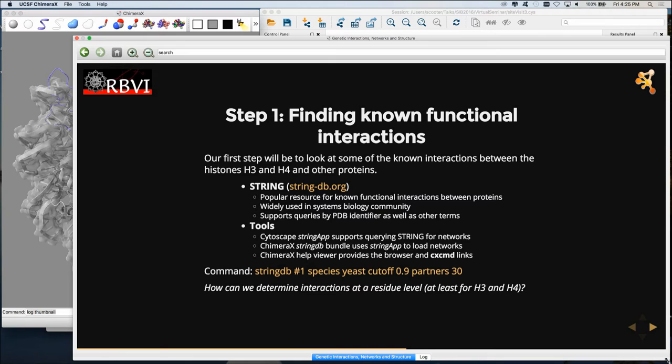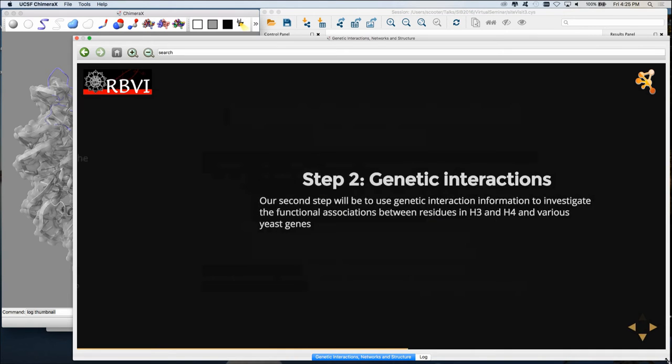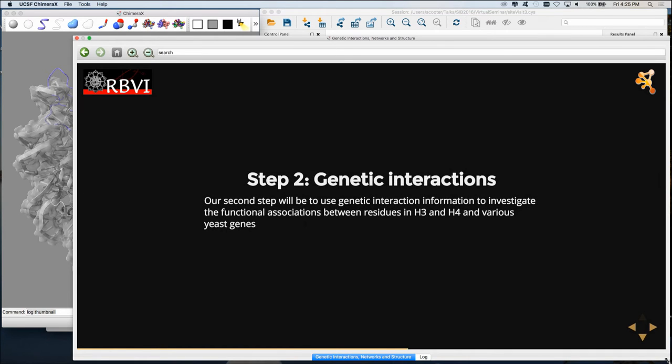So now, with STRING, very quickly, we've gone out and pulled down some data that's publicly available, and we now know a bunch of proteins that are known to interact with H3 and H4. Great. But I'm a structural biologist. I want to know what's interacting at the residue level. How do I find out where those interactions are at the residue level? And that's where these genetic interactions come in.